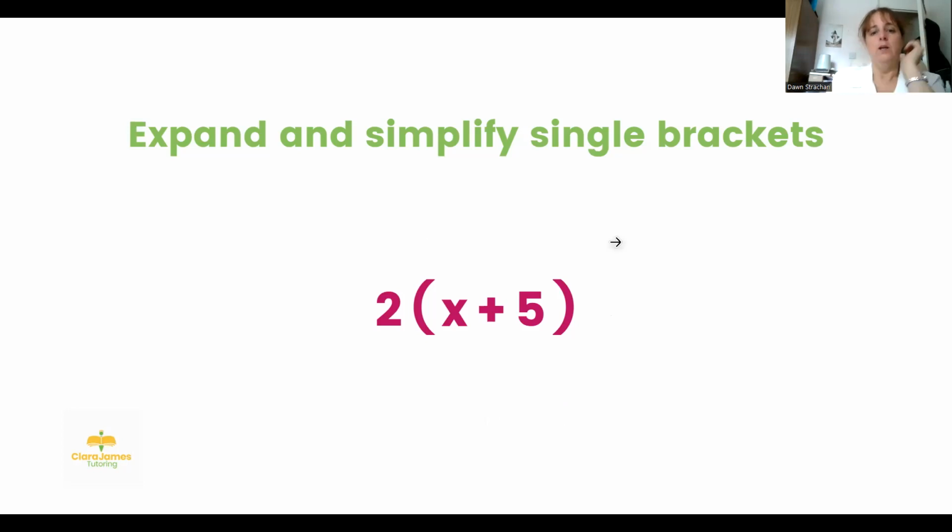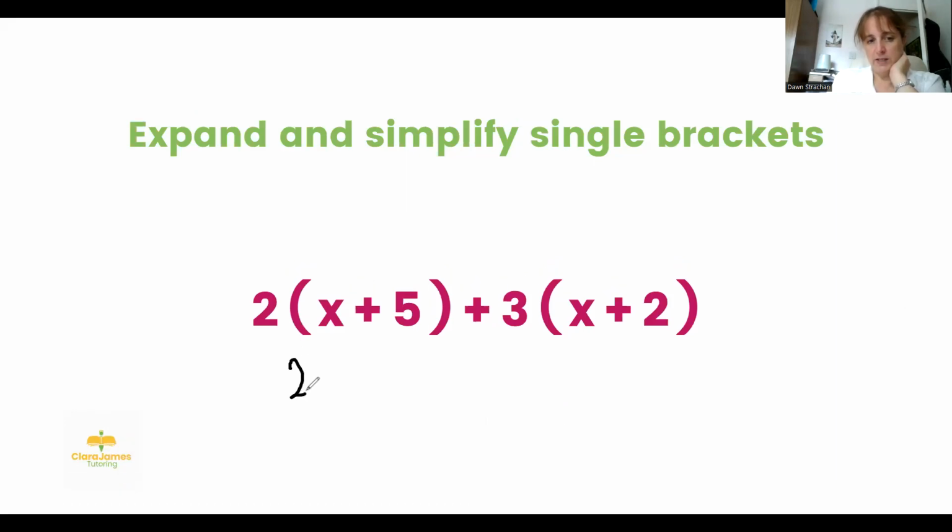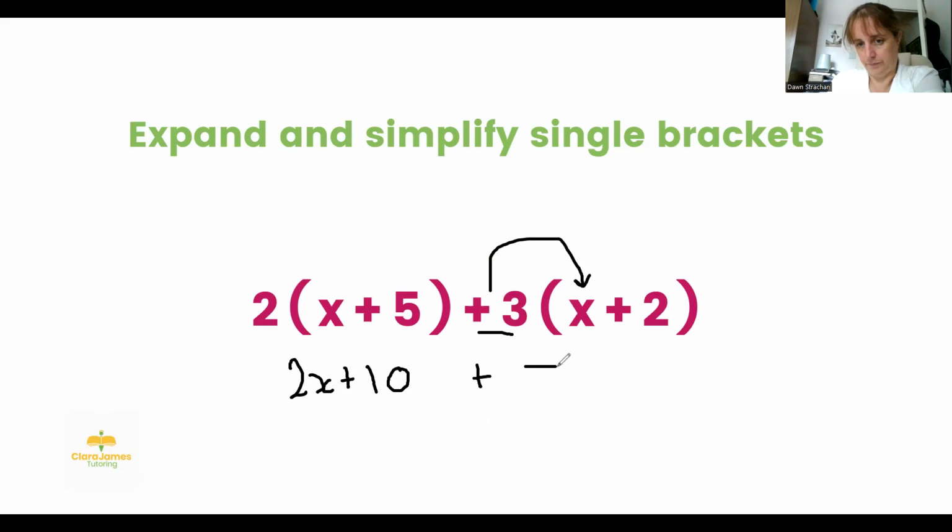Using our example from a second ago, this expanded to 2x plus 10. What we now need to do is expand our second bracket. So we've got a positive 3 here. So what we've got now is plus 3 times x, which gives us plus 3x. And we have a plus 3 times 2, so that gives us plus 6. Now we've expanded our two brackets, what we can do is simplify the like terms.